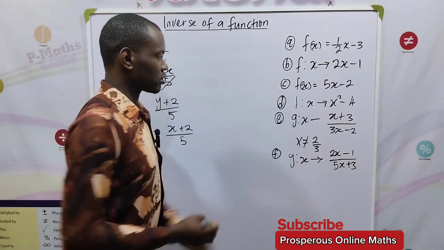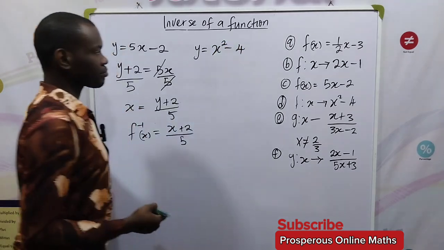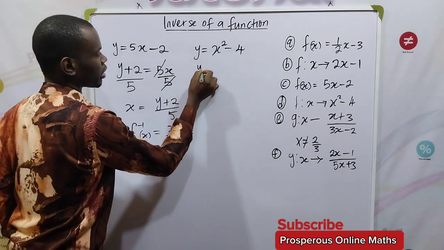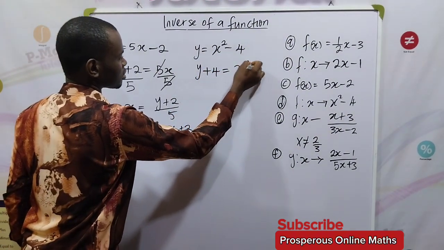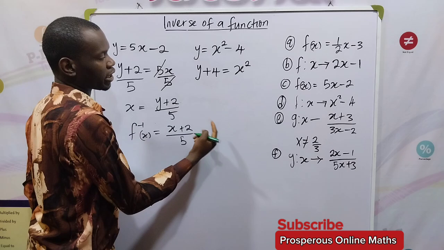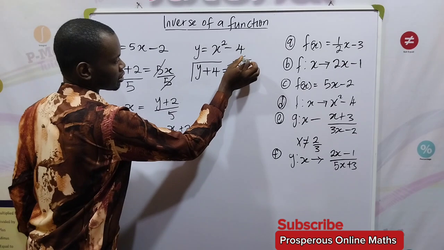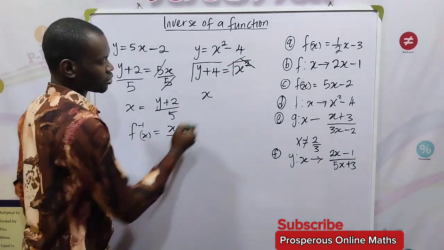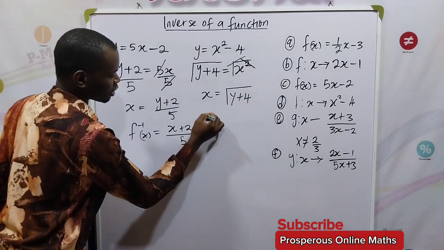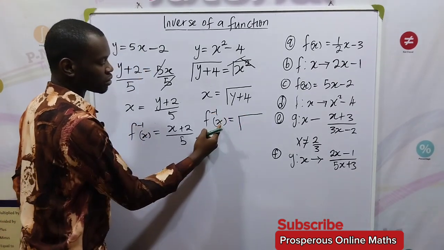Now let me solve the fourth question. I will write it as y equals x squared minus 4. We are making x the subject of the formula. So take 4 to the left hand side. We have y plus 4 equals x squared. We are looking for x and not x squared. So let's eliminate the square on x by taking the square roots of both sides of the equation. Now the square root cancels the square so that x is now alone, equals the square root of y plus 4. Now our solution becomes the f inverse of x equals, replace y with x.